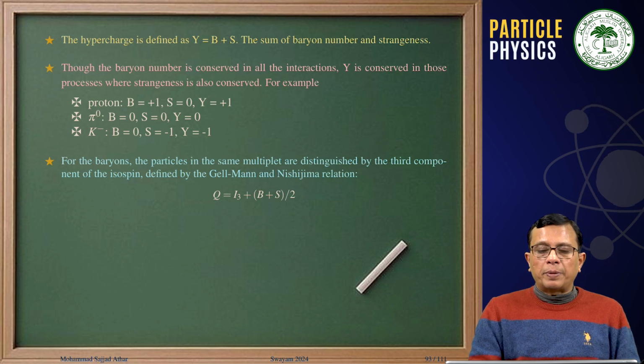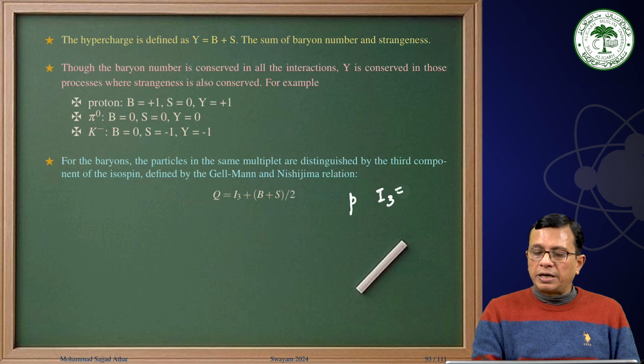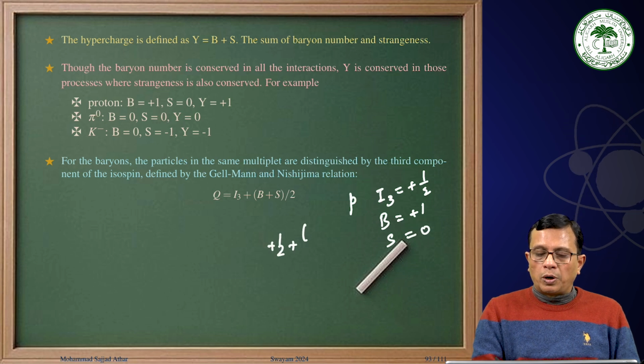Now, what has been found by Gell-Mann and Nishijima is that the charge of the hadron is equal to the third component of isospin plus Y by 2. This Y is B plus S. Therefore, if I am talking about, say, a proton, it is a member of an isodoublet with the projection plus half. Its baryon number is plus 1. Its strangeness is 0. Therefore, from here you can see that plus half plus 1 by 2, that is plus 1.